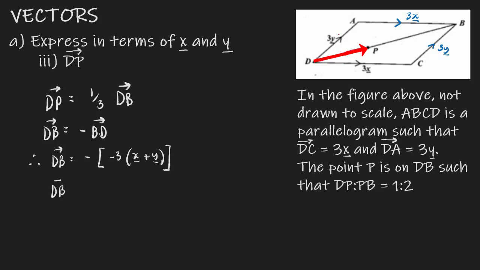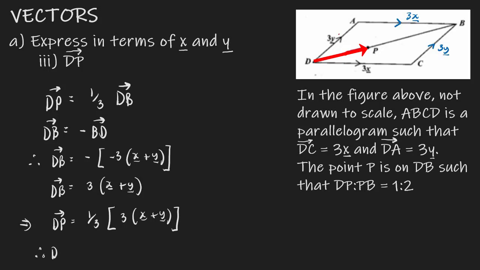DB is equal to 3 times x plus y, which implies that vector DP is equal to 1/3 of 3 times x plus y. Therefore, the vector DP is equal to x plus y. Answer.